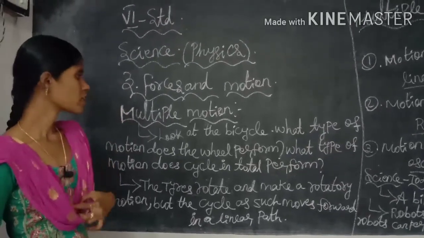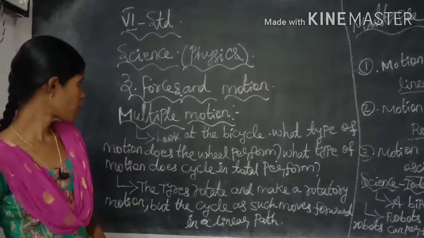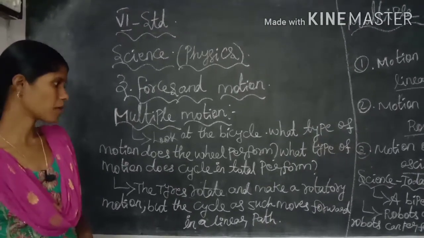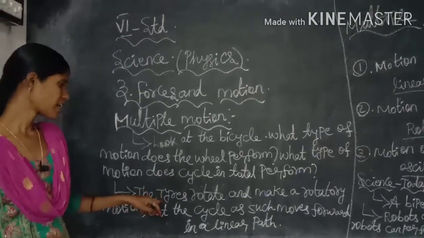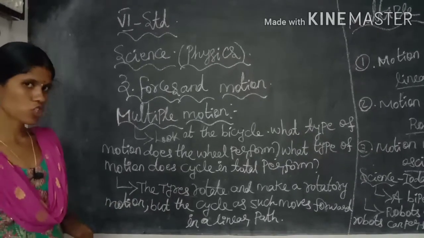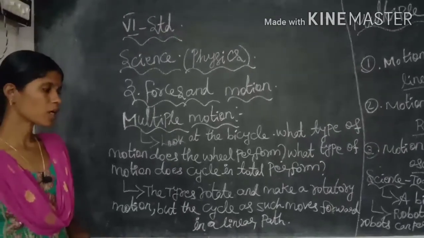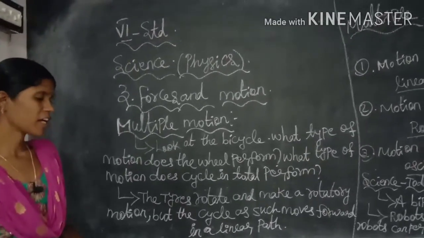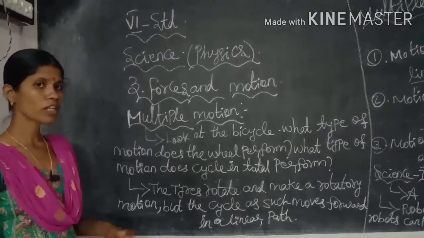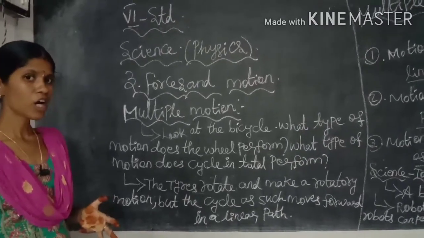Okay, so look at the bicycle. For that we have to consider one bicycle. What type of motion does the wheel perform and what type of motion does the cycle in total perform? First, the tires present in the bicycle rotate and make a rotatory motion, whereas the bicycle that travels on the road makes a linear motion because the cycle travels on the road in a linear path. So the cycle makes a linear motion and the wheel in the cycle makes a rotatory motion.